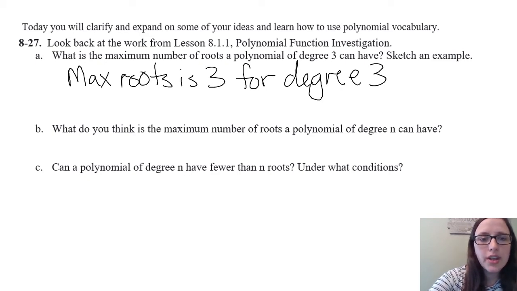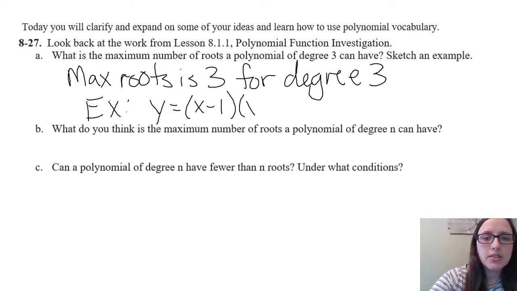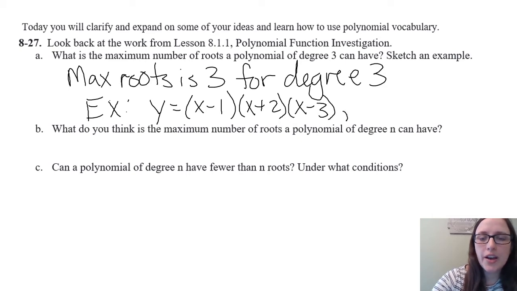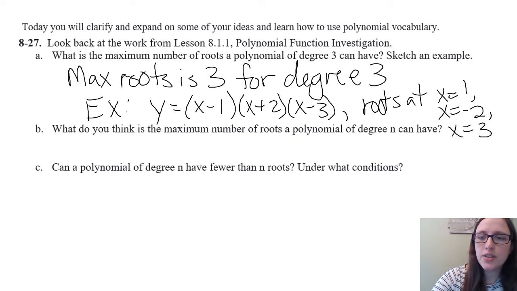And so an example could be maybe we have y equals x minus 1, x plus 2, and x minus 3. So this one would have roots at x equals 1, x equals negative 2, and x equals 3. So that'd be 1, 2, 3 roots.